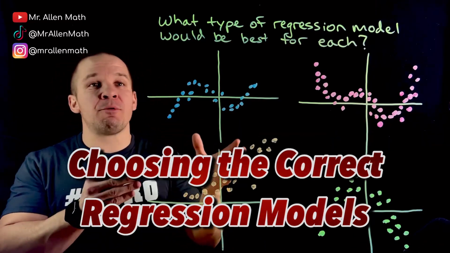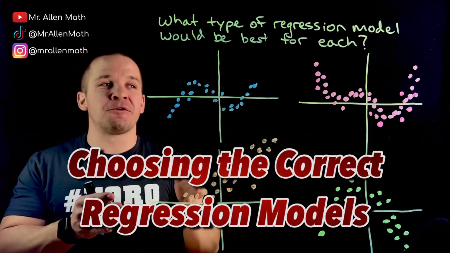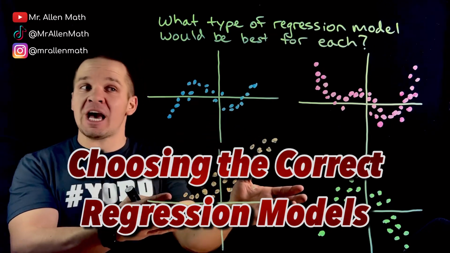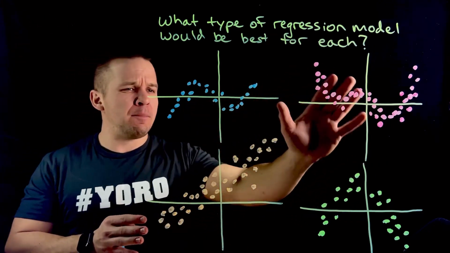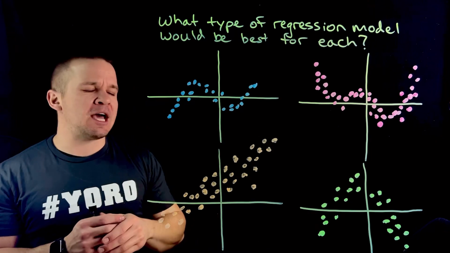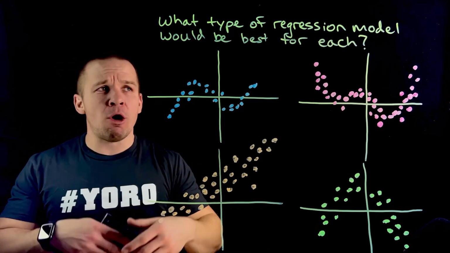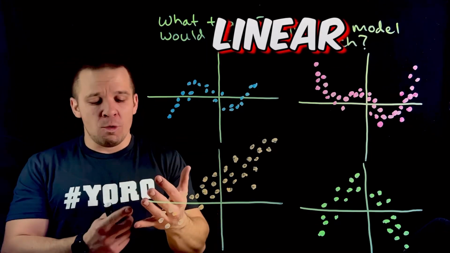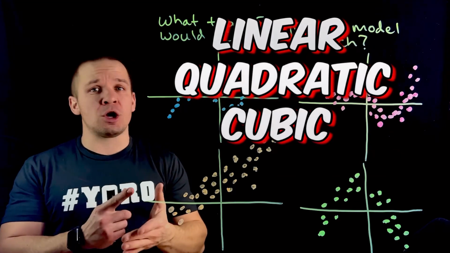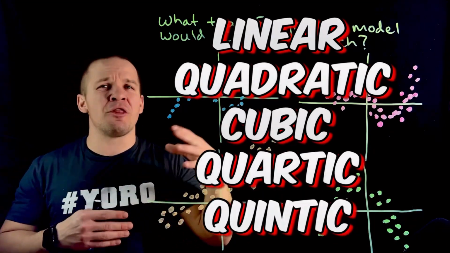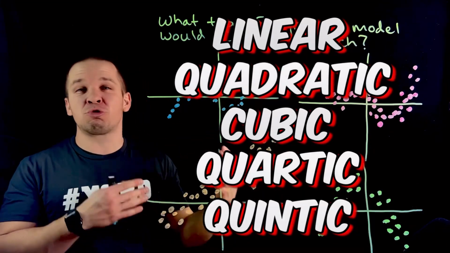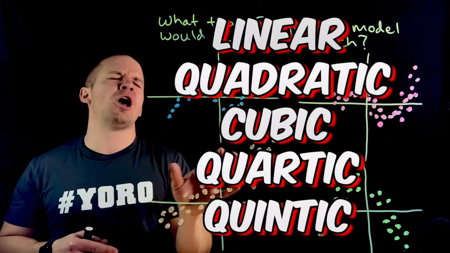So we've got the question of what type of regression model would be best for each one of these particular scatter plots. It's beautifully colored blue, pink, orange, and green scatter plots. It's gonna be awesome. So our regression models, we could have linear, we could have quadratic, we could have cubic, quartic, quintic, so on and so forth. There are even other ones that you don't know about yet, with trig functions, all sorts of cool stuff.